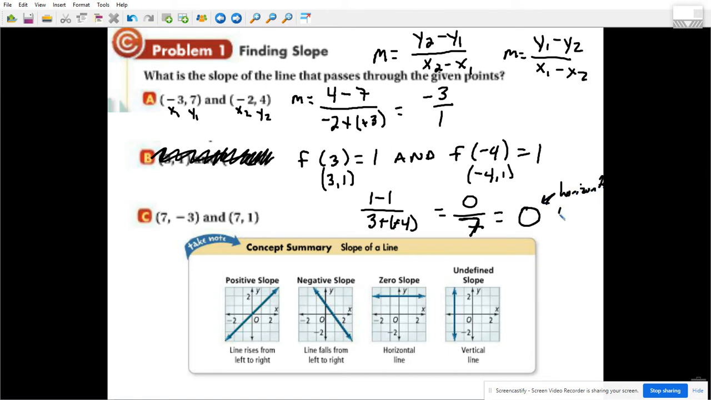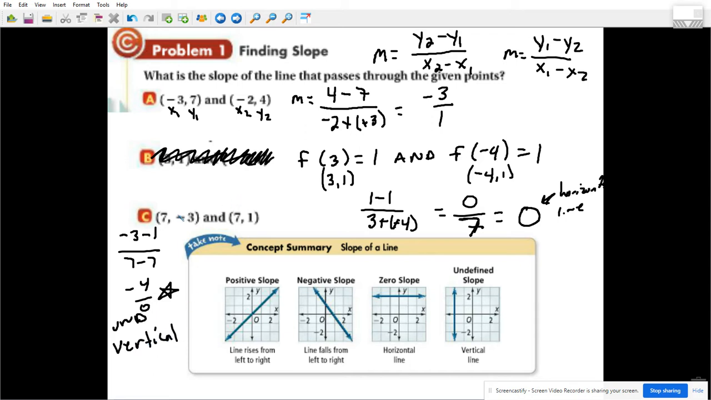Horizontal line. Okay, so if we look at example C here, same thing. I would get negative 3 minus 1 over 7 minus 7, which is negative 4 over 0. This is a no-no. We cannot have 0 in the denominator of a fraction. So this is undefined. That's undefined slope. When there's a 0 in the denominator, undefined. And this is always going to be a vertical line.